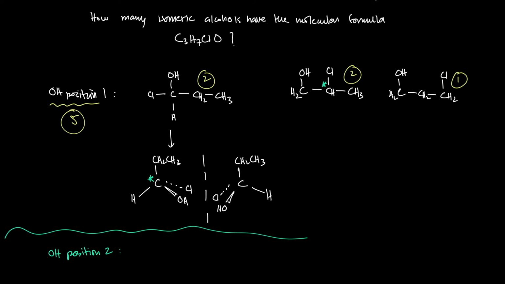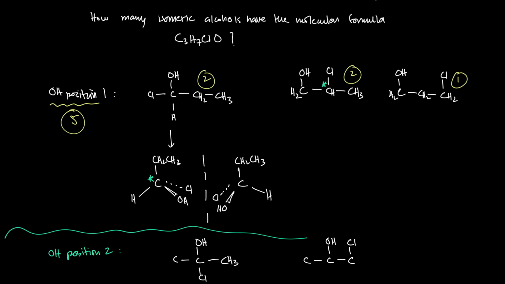Now, if you had OH in position 2, then what do you have? Well, you have the OH in the middle, right? And now the chlorine can either go on the middle one, or it can go on one of the ends. Doesn't matter which one, because again, it will be on the first carbon. It goes here or here, it's the same thing, right? So these are your two different positions where the chlorine can go.